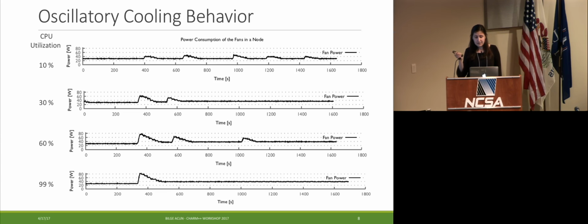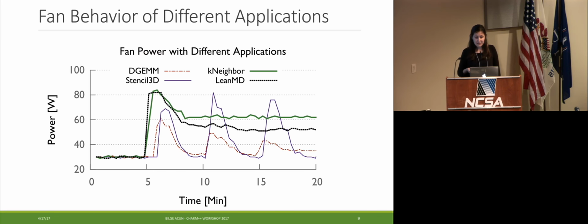And another problem I mentioned, again, is the oscillatory fan behavior. How does that look when we try different CPU utilizations? At low CPU utilizations, it causes lower peaks, but at higher CPU utilization, it makes higher peaks in fan power. But different applications also show different behavior. Some make higher peaks, some make lower peaks, and some applications stabilize at higher or lower power levels.